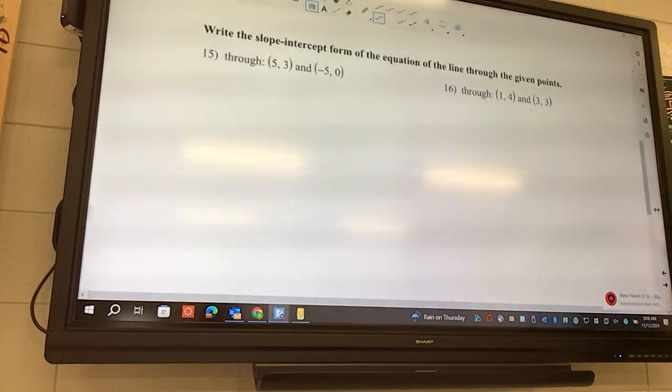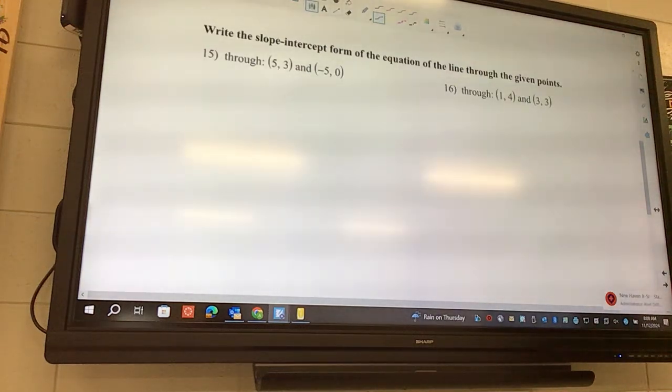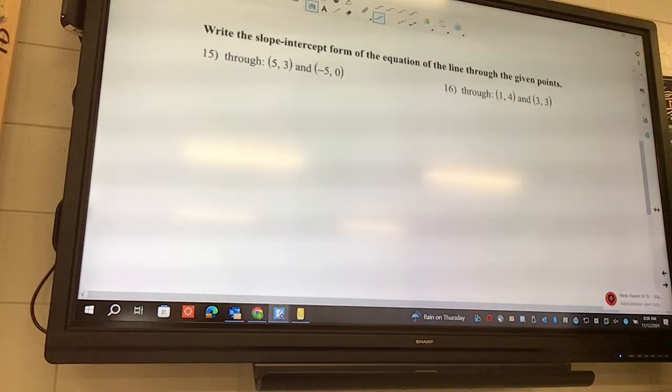Okay, so look at number 15. It says write the slope-intercept form. So which form is that? Formula 1, Formula 2, or Formula 3? Slope-intercept form. 1, 2, or 3? Okay, and we know this one's called what? What are you finding? The slope. This is the slope. We talked about this one has parentheses, so this is point slope. So this one has to be slope-intercept.